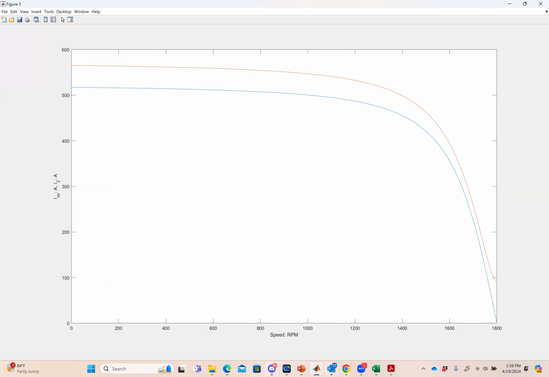I want to point out something though here. One other thing I can tell about why this is I2 is what do I see about its value here at synchronous speed? It's 0, right? Because there's no current in the rotor, because at synchronous speed the rotor is an open circuit, okay? However, there is some current flowing into the machine, right? Because there's some current going into the magnetizing inductance here, right?